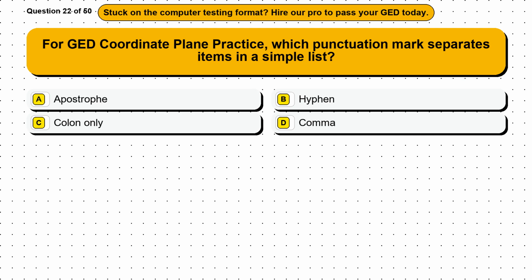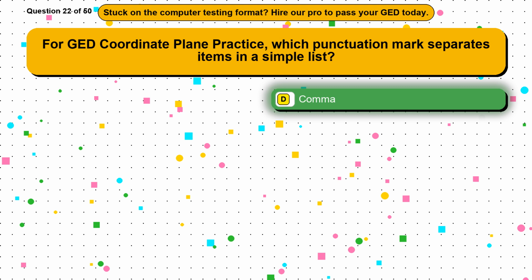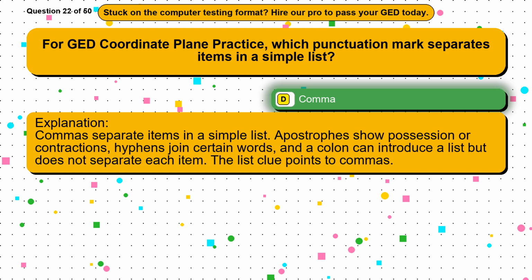Question 22. For GED Coordinate Plane Practice, which punctuation mark separates items in a simple list? Option A apostrophe. Option B hyphen. Option C colon only. Option D comma. The correct answer is option D. Comma. Commas separate items in a simple list.